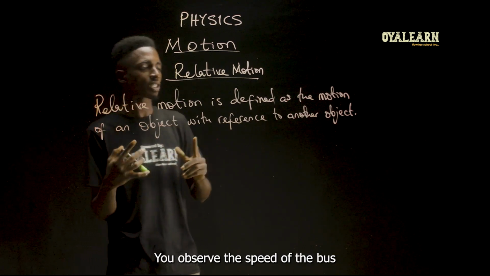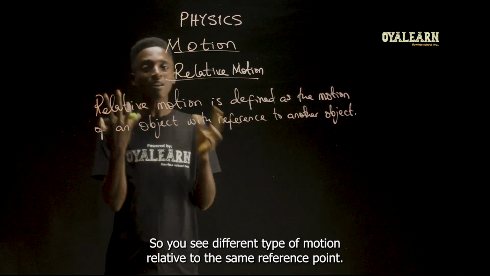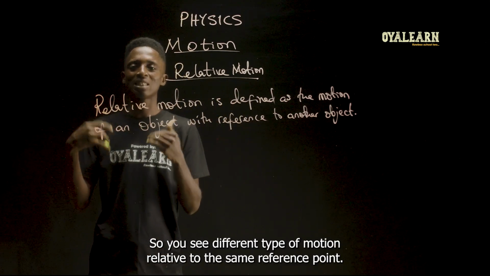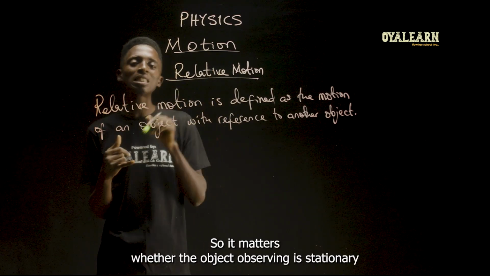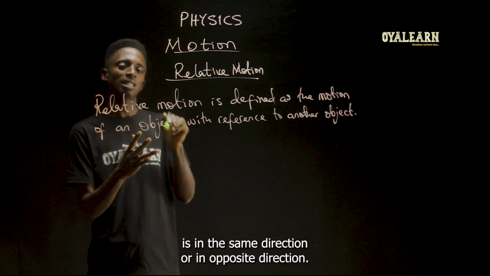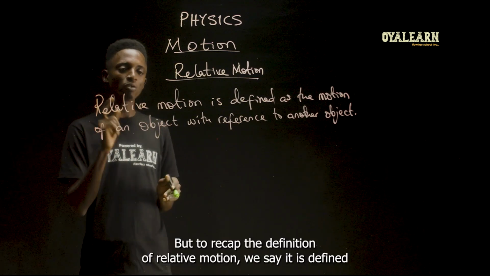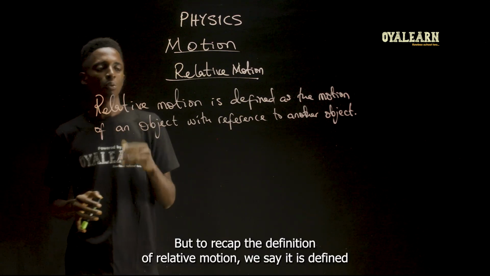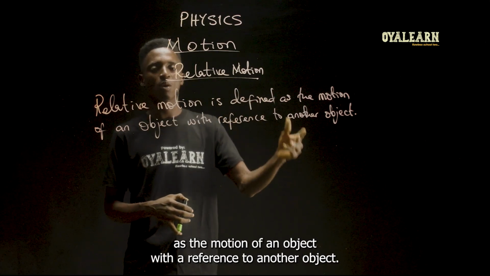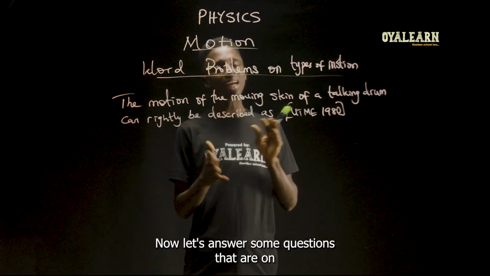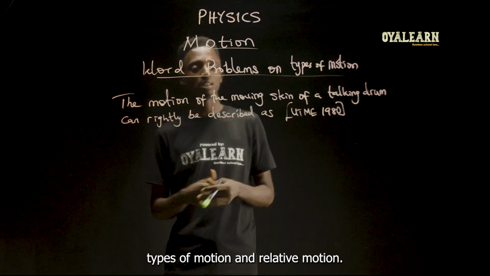You observe the speed of the bus as it goes past, and that person sees you also moving in the same bus. So you see different types of motion relative to the same reference point. So it matters whether the observing object is stationary, in the same direction, or in the opposite direction. But to recap the definition of relative motion, we say it is defined as the motion of an object with reference to another object. Now let's answer some questions on types of motion and relative motion.